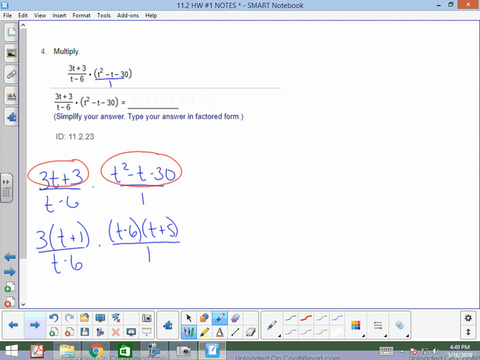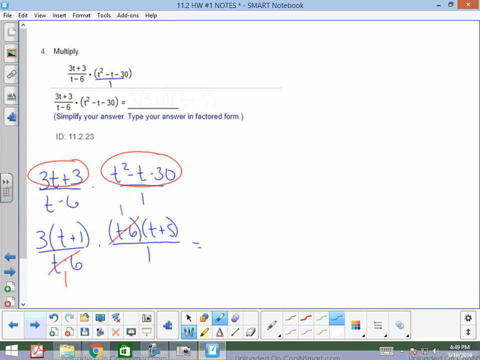Now what we do is called cross-reducing, or just simplifying. The t minus 6's cancel out. The t minus 6 in the denominator is a 1 from the first denominator, and the t minus 6 in that numerator is a 1. So remember, when it cancels, it becomes a 1.